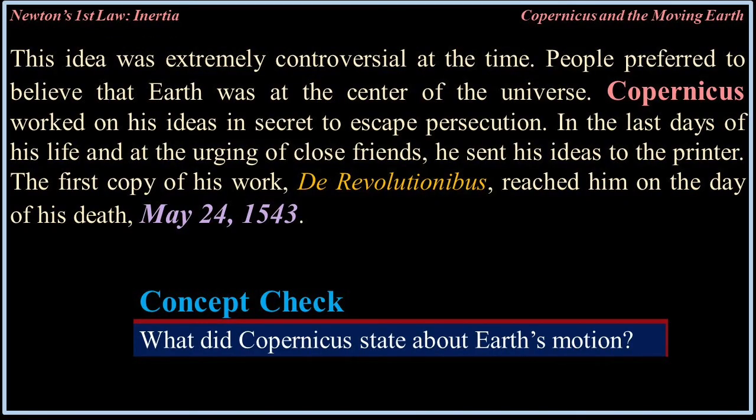This idea was extremely controversial at the time. People preferred to believe that Earth was at the center of the universe. Copernicus worked on his ideas in secret to escape persecution. In the last days of his life, and at the urging of close friends, he sent his ideas to the printer. The first copy of his work, De Revolutionibus, reached him on the day of his death, May 24th, 1543.